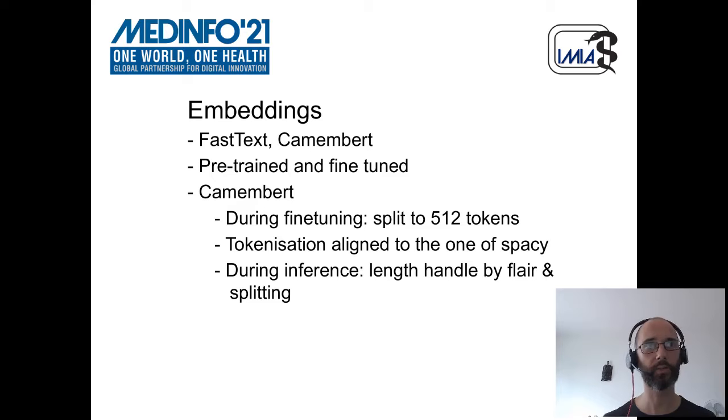There are some tricks regarding CamemBERT, which is limited to 512 tokens. So during training, we split randomly the reports to 512 tokens when they were exceeding that length. And also the tokenization is a bit different than the one of spaCy, and we use the FLAIR library to match the 2 tokenization processes. And also during inference, the length limit was handled by FLAIR, which does splitting of the sentences and then does overlap the split representations.